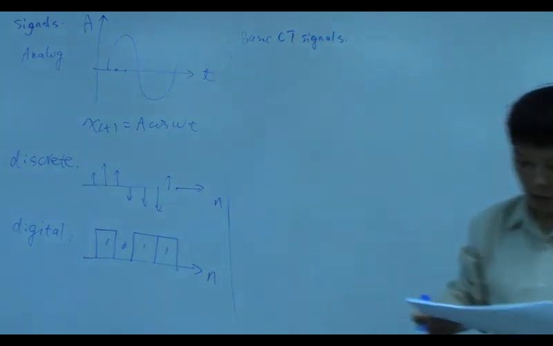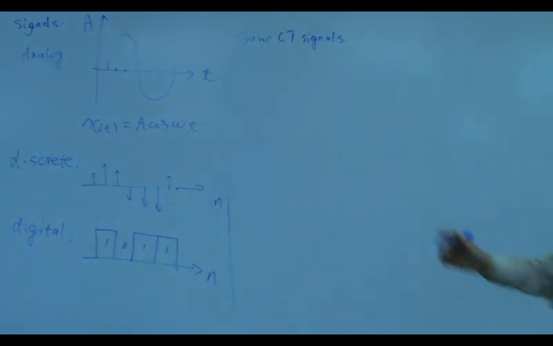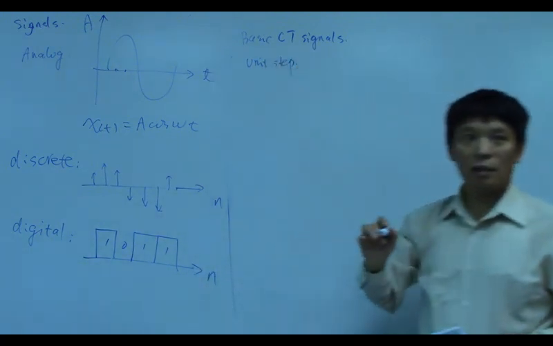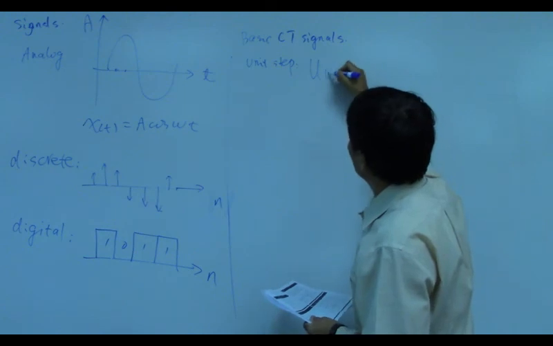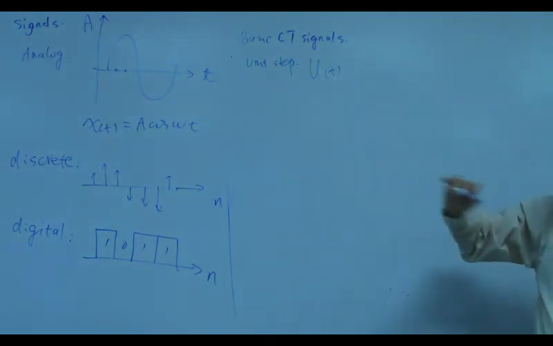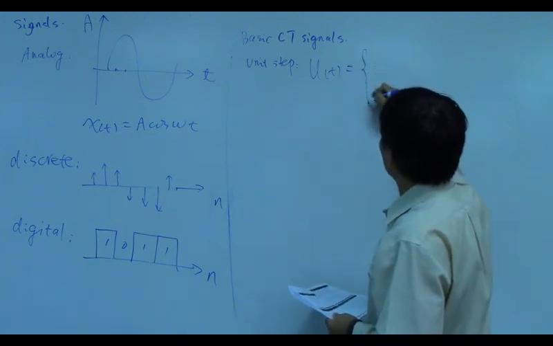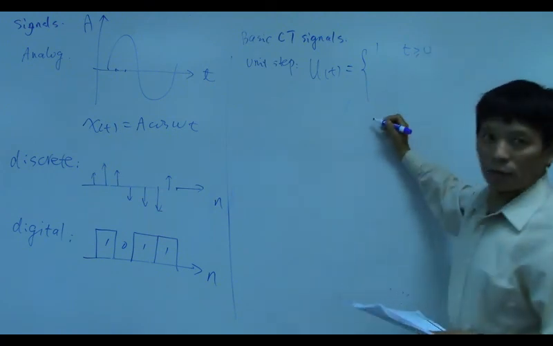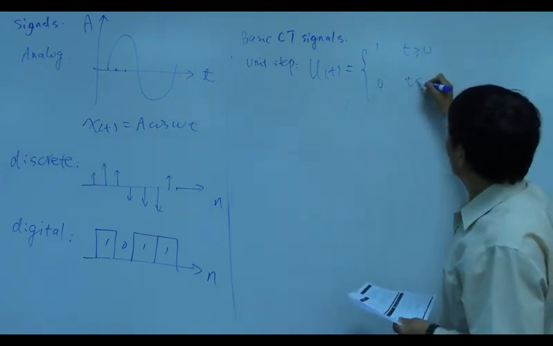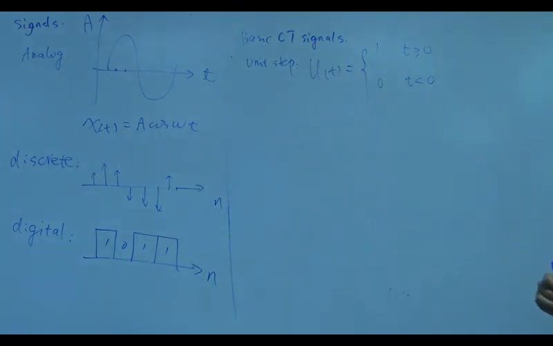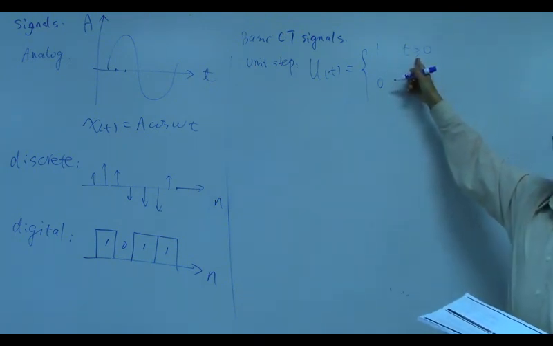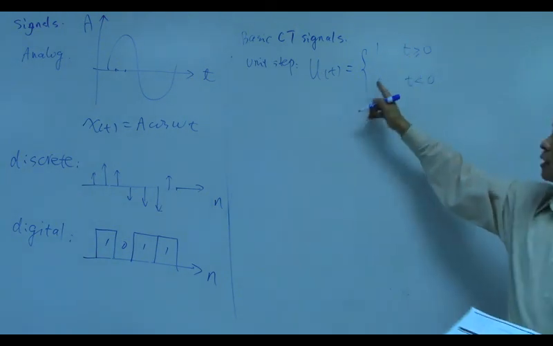Next one, we discuss the basic continuous time signals. Right? The first one is the unit step. Unit step is represented by u(t). Its definition is equal to 1 for t greater than or equal to 0, and equal to 0 for t less than 0. Different fields have different definitions. For example, when t equals 0, some definitions in math say that it equals 0.5.